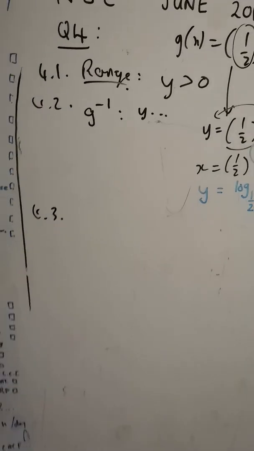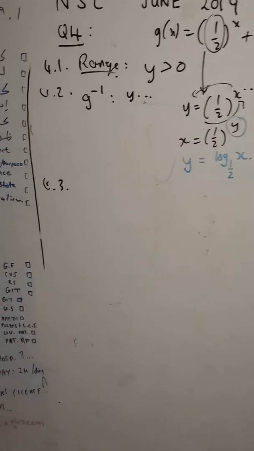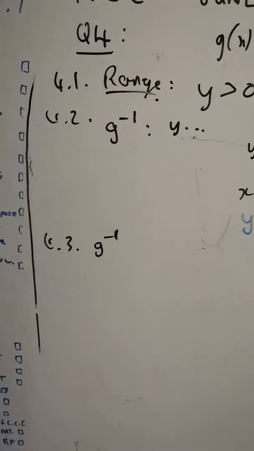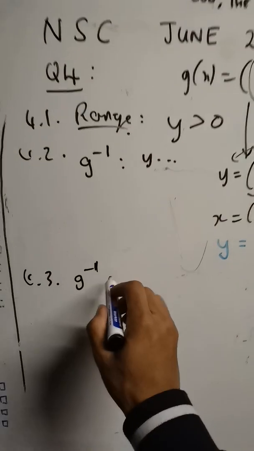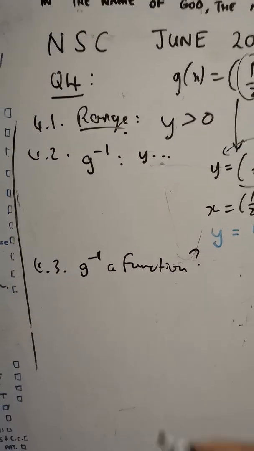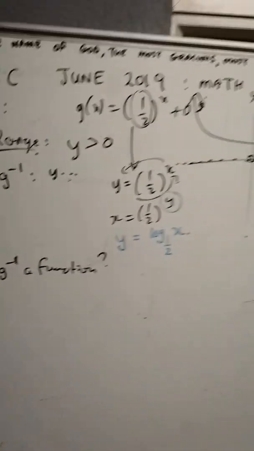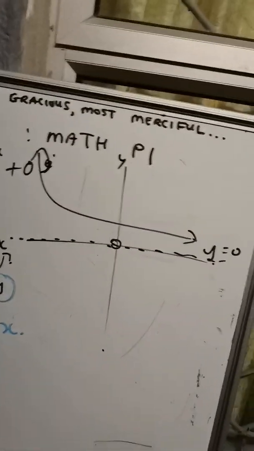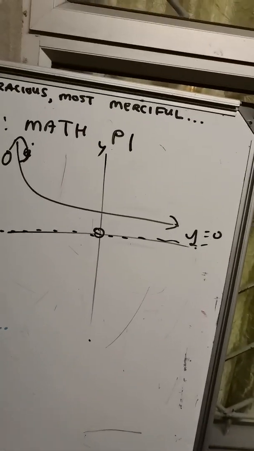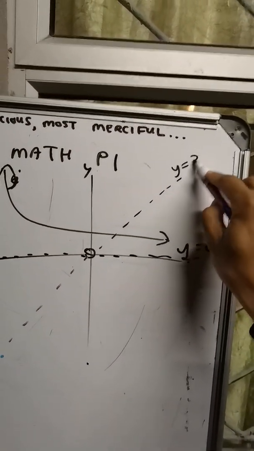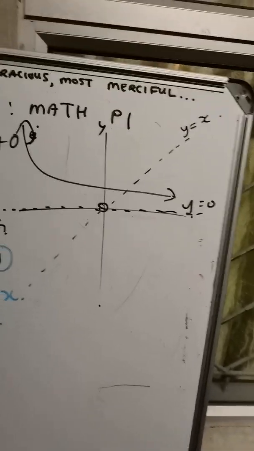4.3. Is g to the negative 1 a function? Is the inverse of g a function, yes or no? So let's draw a rough sketch of the inverse of g. If this is g, and we draw the inverse, we reflect this line over the line y equal to x, and you get the inverse.